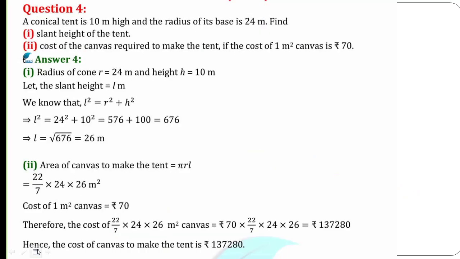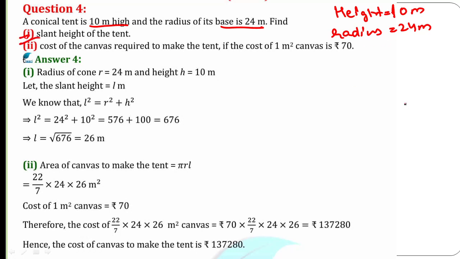So next part is question number 4. Question number 4 is a conical tent is 10 meter high and the radius of its base is 24 meter. The height is given, that is 10 meter. Radius is also given, that is 24 meter. But first we have to calculate the slant height.